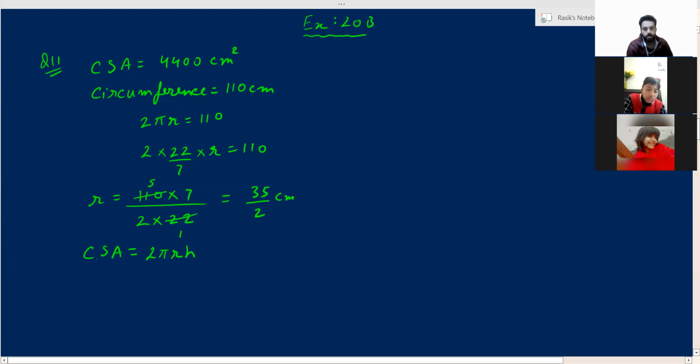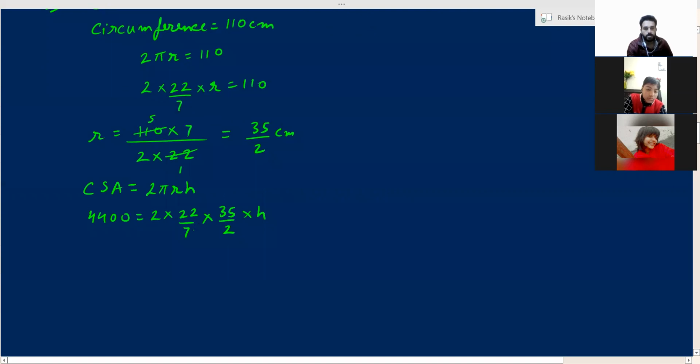So CSA is given, 4400, equals 2 into 22 upon 7 into 35 upon 2, this is the radius which we have just calculated, into h. From this equation, we can easily find height. So let's do it. You can cancel this 2 with this 2 and 35 divided by 7 is 5. So we get h equal to 4400 divided by 22 into 5.